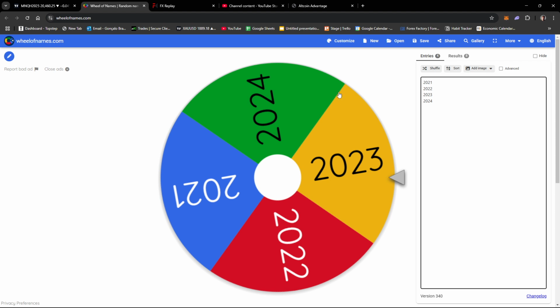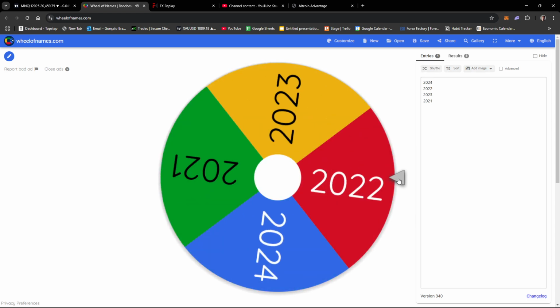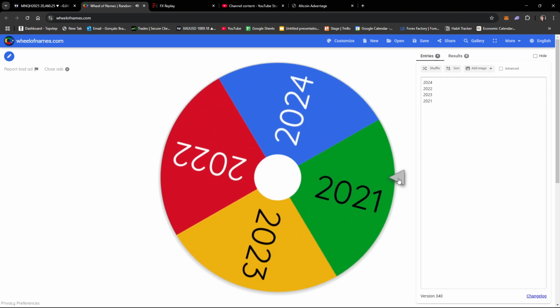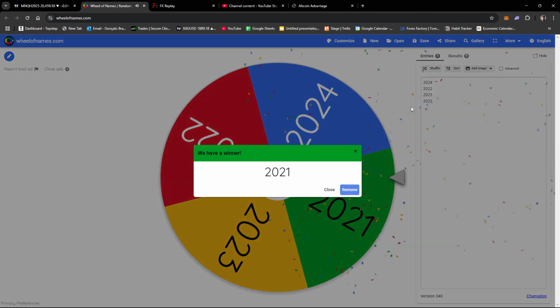We're going to use the wheel of names, the wheels of names. Okay, I've got the years here. It's going to randomly choose a time for us to go and test, so I can't pre-plan it. I've even shuffled it multiple times. I think last time we got 80% win rate. Let's see what we can get this time, because that's not too realistic.